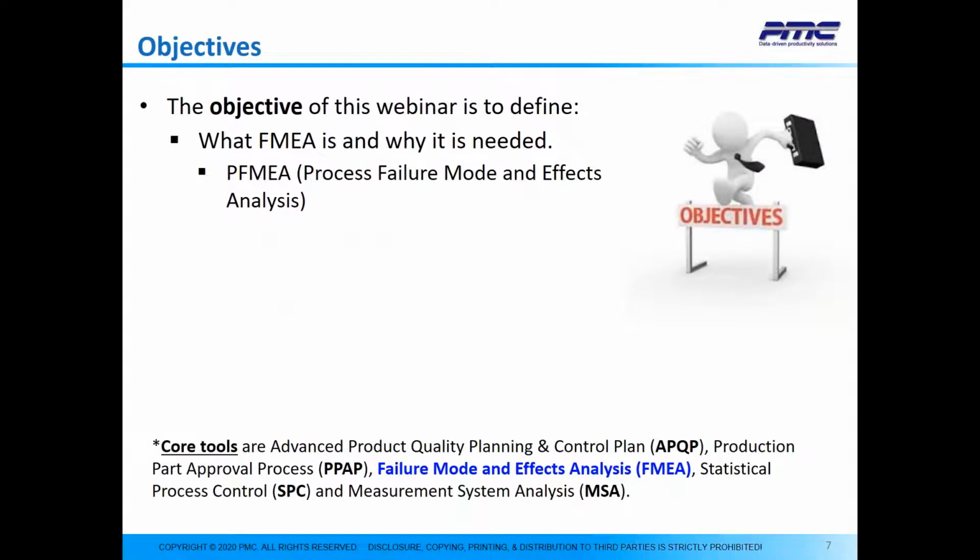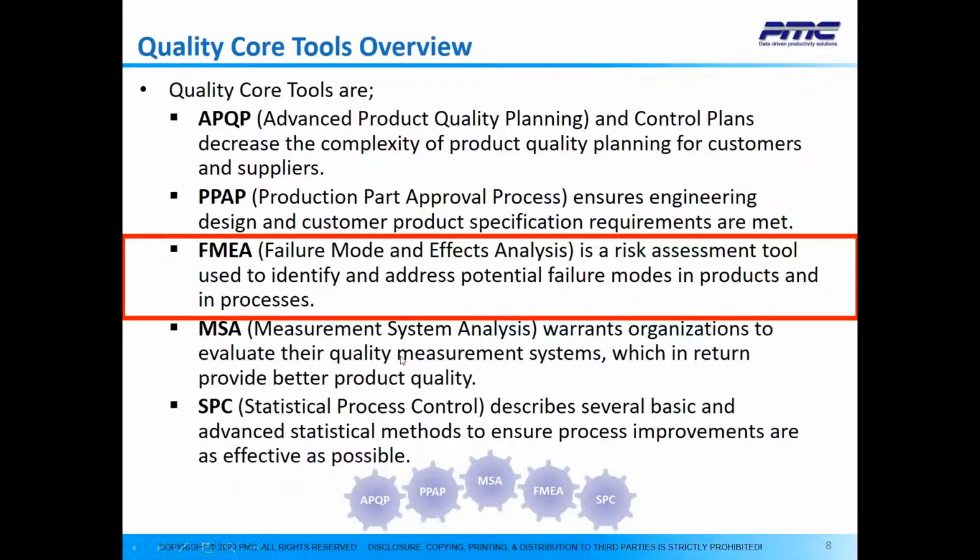Having said that, the objective here is to define what FMEA is and why it is needed, and more specifically, the process failure mode and effects analysis. As highlighted at the bottom of this slide, failure mode and effects analysis is part of the core tools that AIAG publishes. These are considered the quality core tools: APQP, PPAP, FMEA, MSA, and SPC. And as highlighted here, we're going to focus on FMEA.